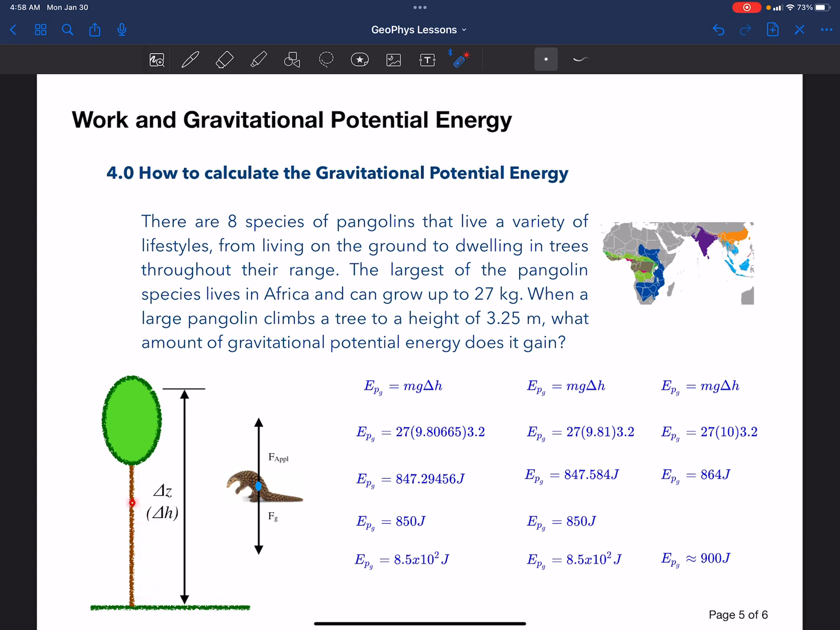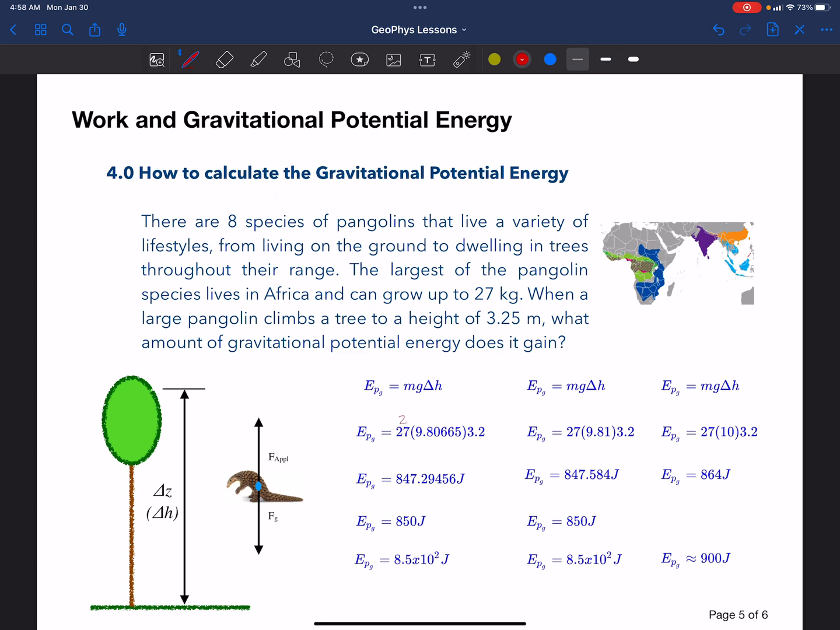So now we have this large pangolin. It climbs up a tree to a height of 3.25 meters. What amount of gravitational potential energy does it gain when it climbs up that tree? Well, we could start with our gravitational potential energy formula. The mass is 27. We use our complete value for g and our height, 3.2. We multiply those out, and we get an unrounded value of 847.29456.